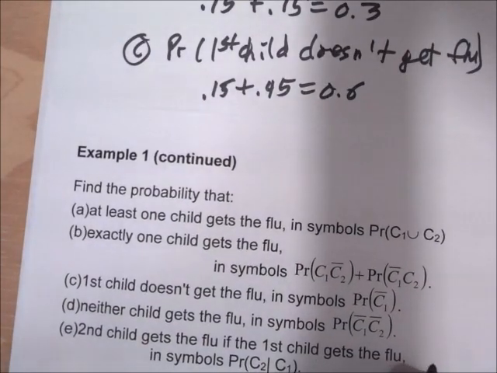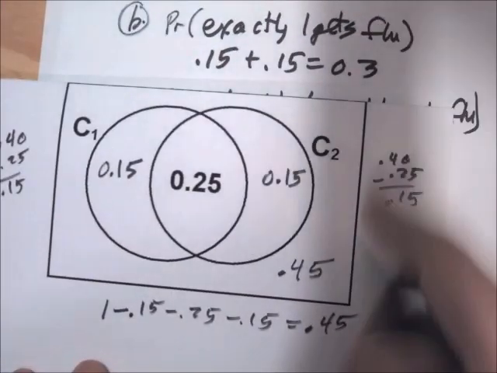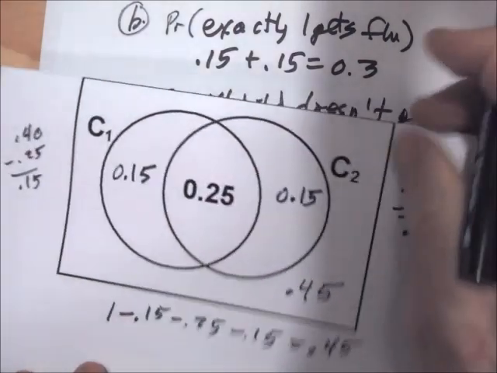Part D, probability neither child gets the flu. Well, that's outside either circle here. That's the part that's not in any circle. That's the 0.45.